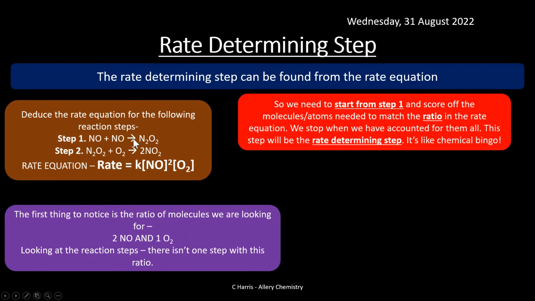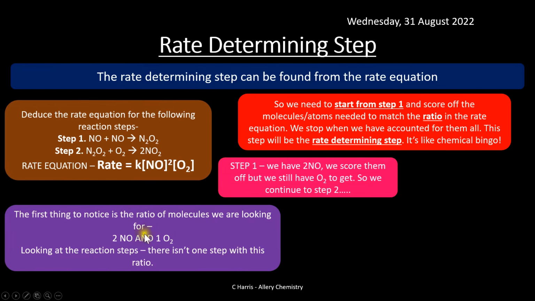and just start scoring them off and keep scoring until you've got everything, until you've hit bingo, effectively. So we're going to score off the molecules or atoms needed to match this ratio here. So we're looking for 2NO and 1O2. And we're going to stop once we've counted them all. So are you ready?